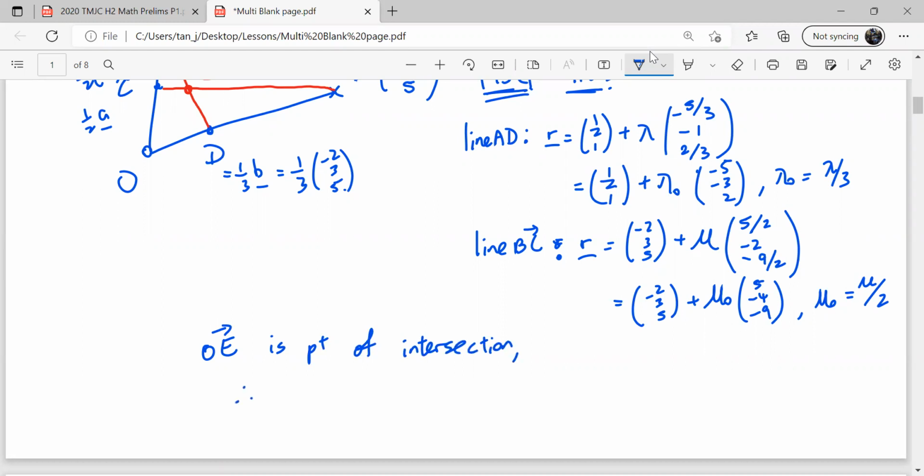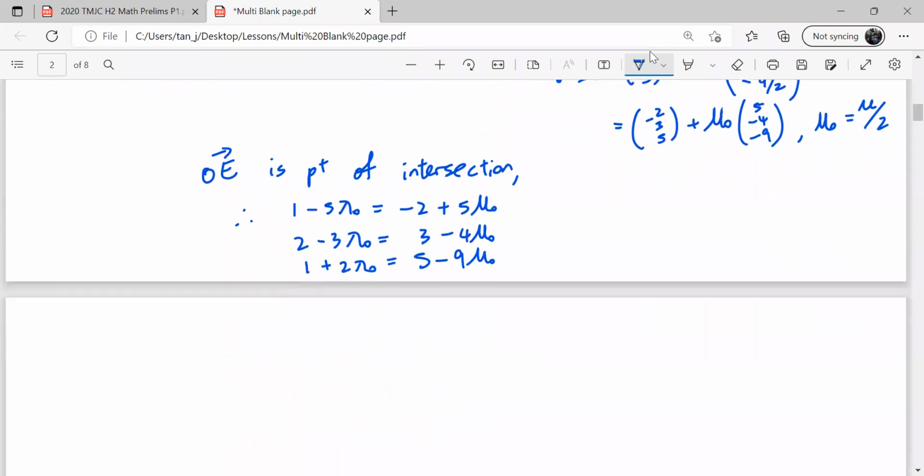Therefore, we can have 1 minus 5 lambda naught equals -2 plus 5 mu naught. 2 minus 3 lambda naught equals 3 minus 4 mu naught. And the last one is 1 plus 2 lambda naught equals 5 minus 9 mu naught. Okay, you can do a quick check by checking these 3 numbers, all these numbers here. The numbers are correct.